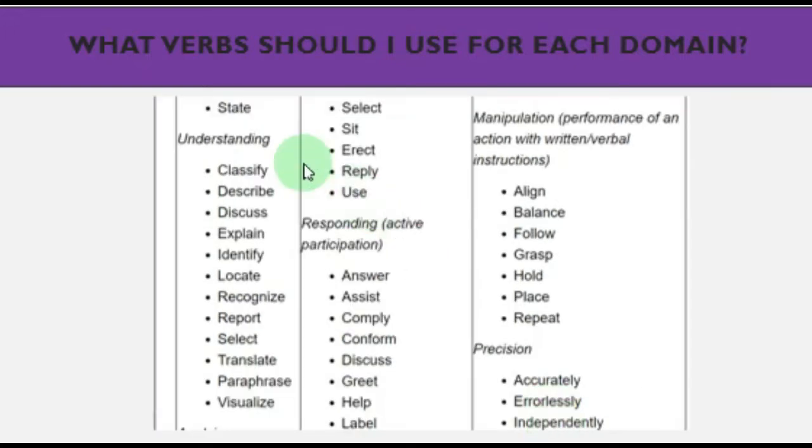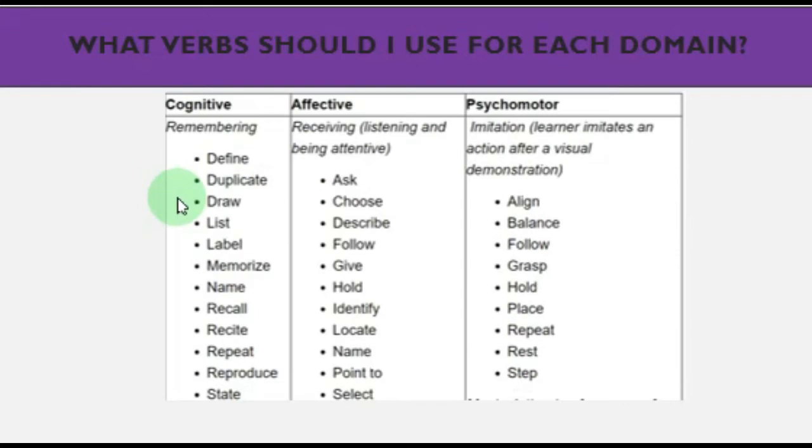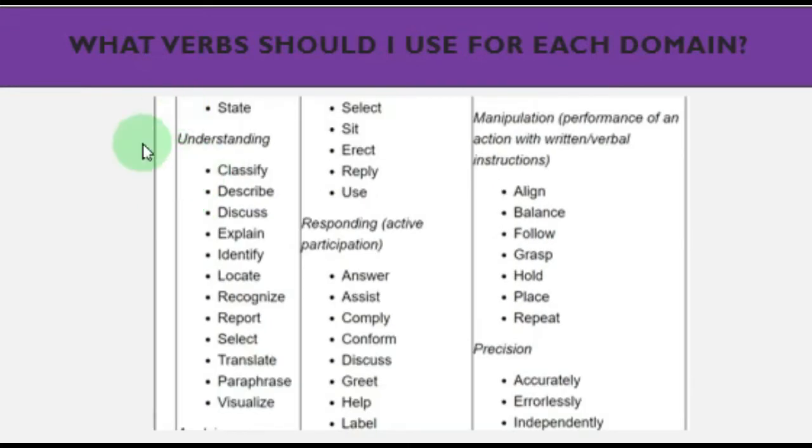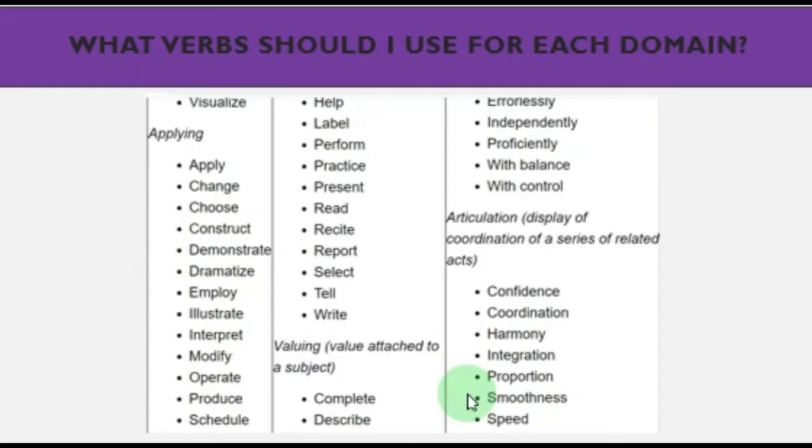All right. So, these are the other list. Dito ay for remembering. Dito naman is for understanding. Dito is for responding. These are the verbs that you can use. Okay? This is for manipulation, which is also for psychomotor. This is for precision, accurately, erroneously, independently. These are the sample. Okay, kumuha ako ng sample from internet. It's for you to be able to come up with the correct one. Okay, it's for you not to have some confusion.